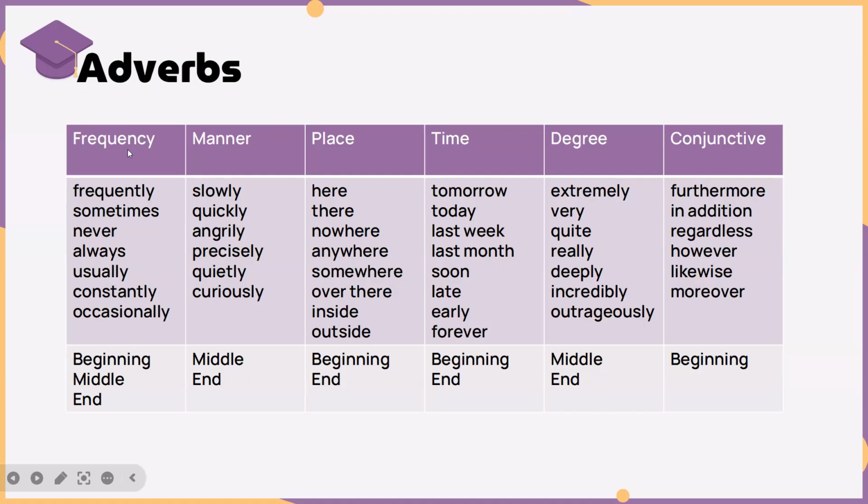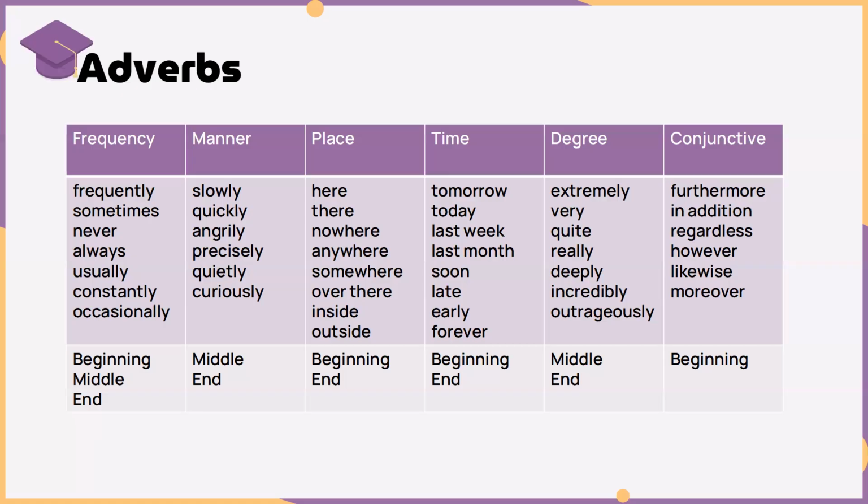First, let's start off with the adverbs of frequency. This will tell us how often we do or we don't do something. These are words like frequently, sometimes, never, always, usually, constantly, occasionally. The adverbs of frequency can be placed at the beginning of the sentence. Not all of them, some of them can go at the beginning. In the middle, I mean between the subject and the verb, so before the verb, or at the end of the sentence.